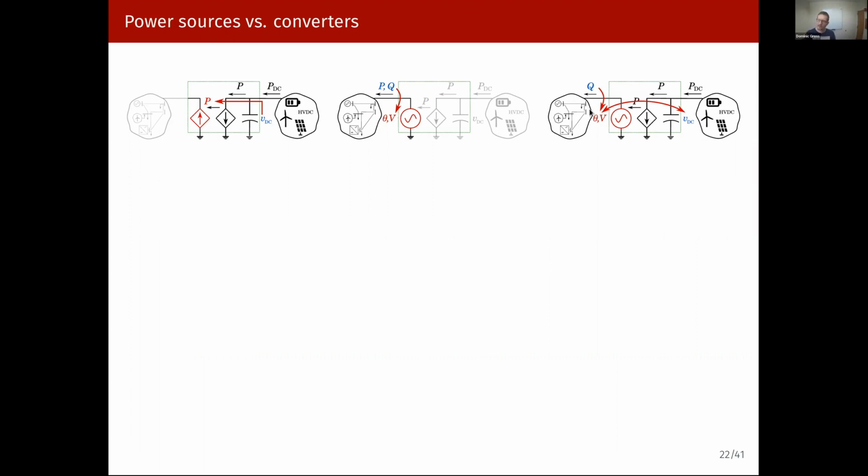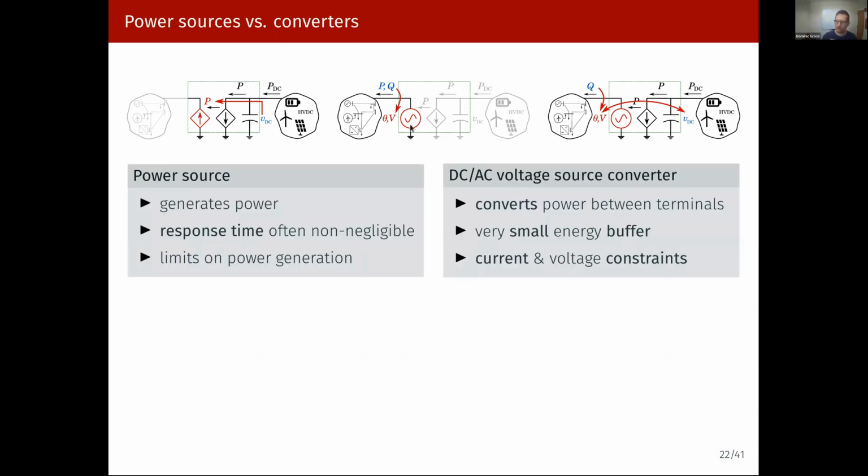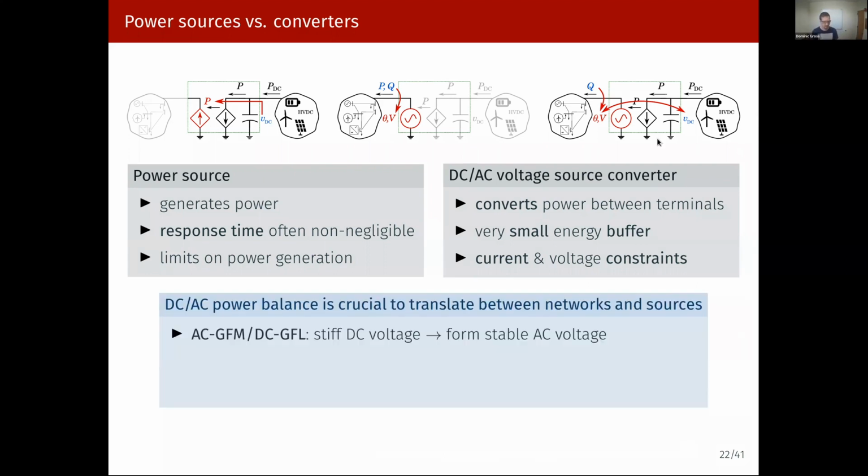But ultimately, the way it should work is that whichever of these two sides has flexibility should support the other one. Because ultimately, the main problem with the grid forming control is it's treating the power converter as a power source, but it's not really. I mean, it's just converting power from something that generates it to the grid. It's not generating any power. And the power balance between these two sides is actually crucial to operating such a system.